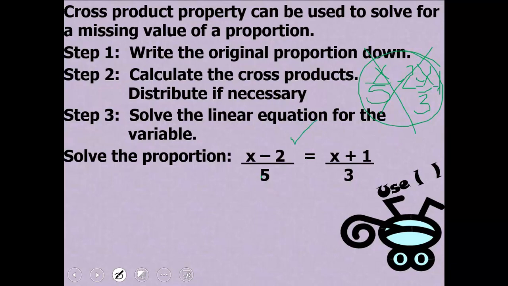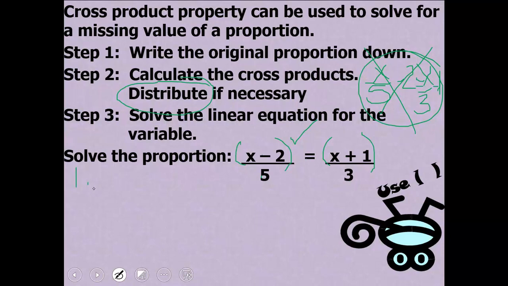Let's see. We're going to use cross products. Notice that I have one fraction set equal to another fraction. Notice how this is not the same as x over 5 minus 2 is equal to x over 3 plus 1. I can't do cross products on this, but I can do cross products on these. Anytime you have what I refer to as a compound numerator, where it has more than one term, I'm going to put parentheses around it because that's going to remind me to distribute. So the only thing we've really added in this is, do I need to distribute? So he reminds us to use our parentheses.